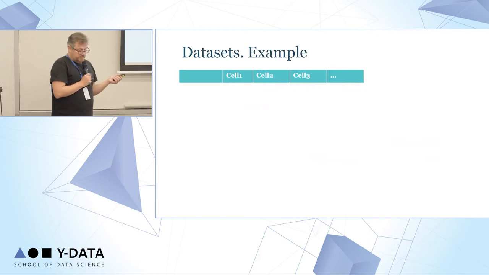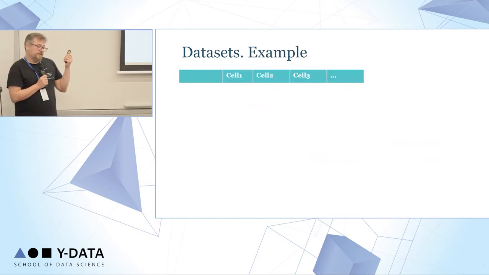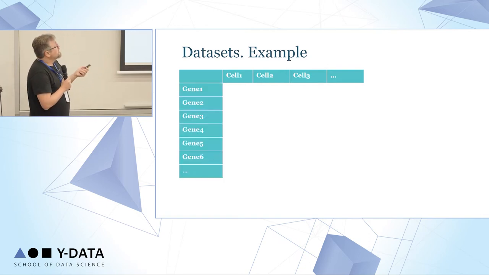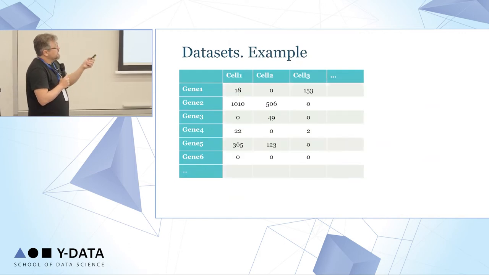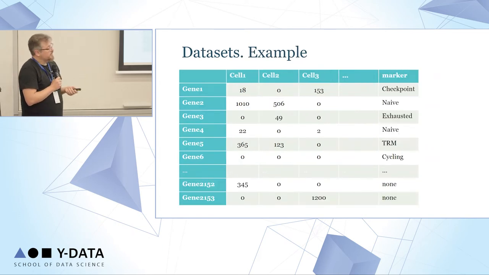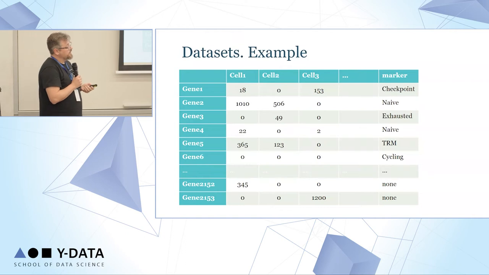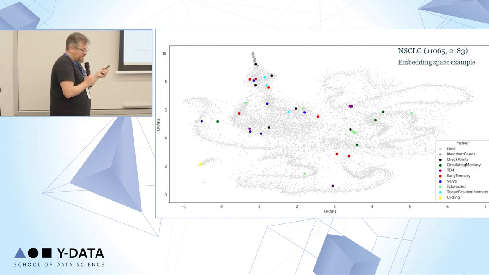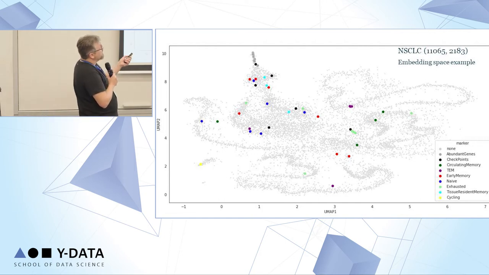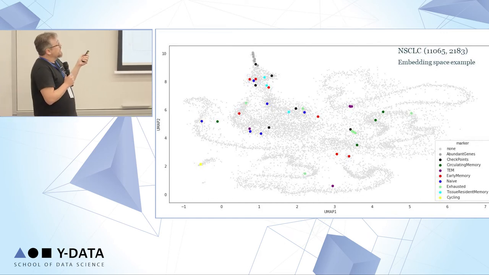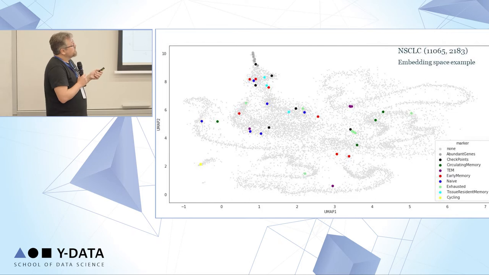As I said before, we need to have gene expression for each cell. So the data set contains columns for each cell, and each gene is a row. In cells, we have the expression level. And we have markers. As I said before, we have only 34 markers in our data sets and thousands unlabeled. For example, this is how the data set looks like. They have 11,000 genes and only a small amount of known markers.